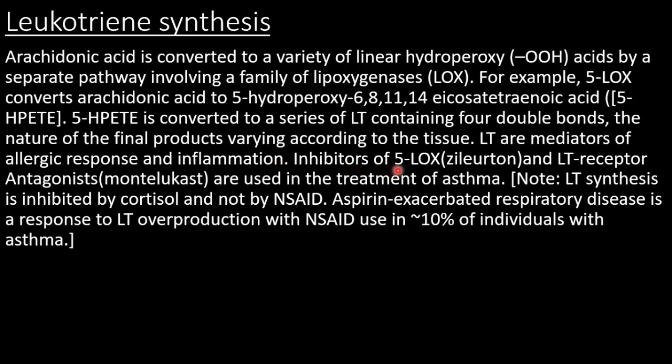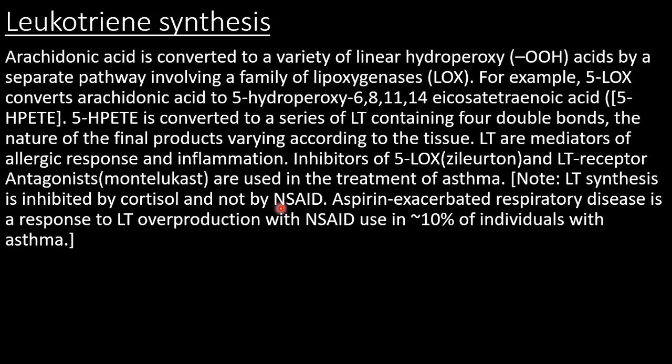Now, inhibitors of 5-lipoxygenase, zileuton, and the leukotriene receptor antagonist, montelukast, are some of the drugs used in the treatment of asthma. Note that leukotriene synthesis is inhibited by cortisol. So the steroidal anti-inflammatory drugs will inhibit leukotriene synthesis, but not NSAIDs. Remember, NSAIDs will act on the cyclooxygenase. Cyclooxygenase does not lead to the formation of the leukotrienes. Rather, arachidonic acid is acted upon by lipoxygenase.